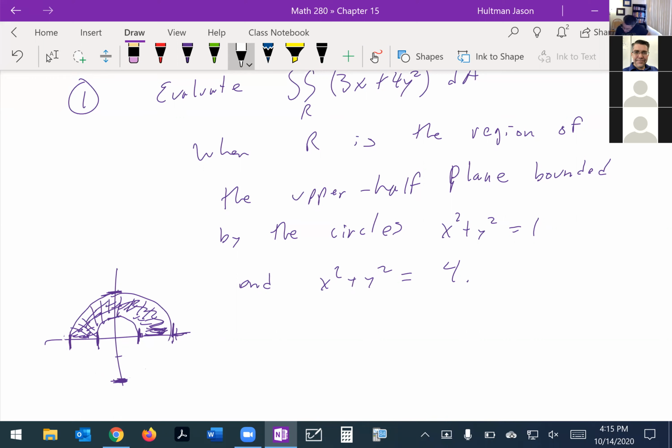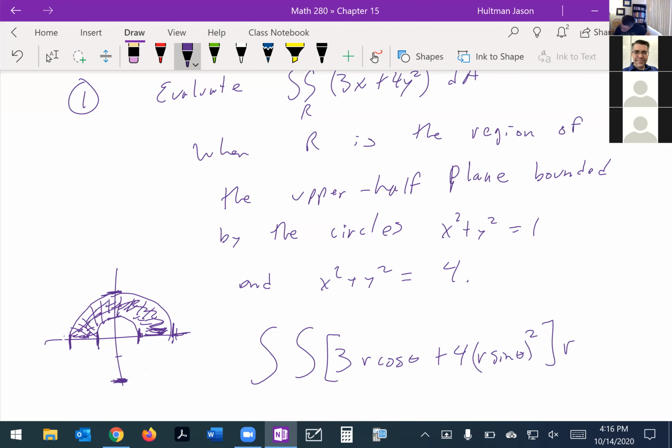So how do we convert this to polar coordinates? Well, 3x, what was x? This is 3r cosine theta, plus 4 times y squared. What's y? y is r sine theta, and that's squared. And then the area element is r dr d theta. So what's r going from? r is going from 1 to 2. That's easy. And what's theta going from? That's 0 to pi. That's easy too. That's kind of cool.